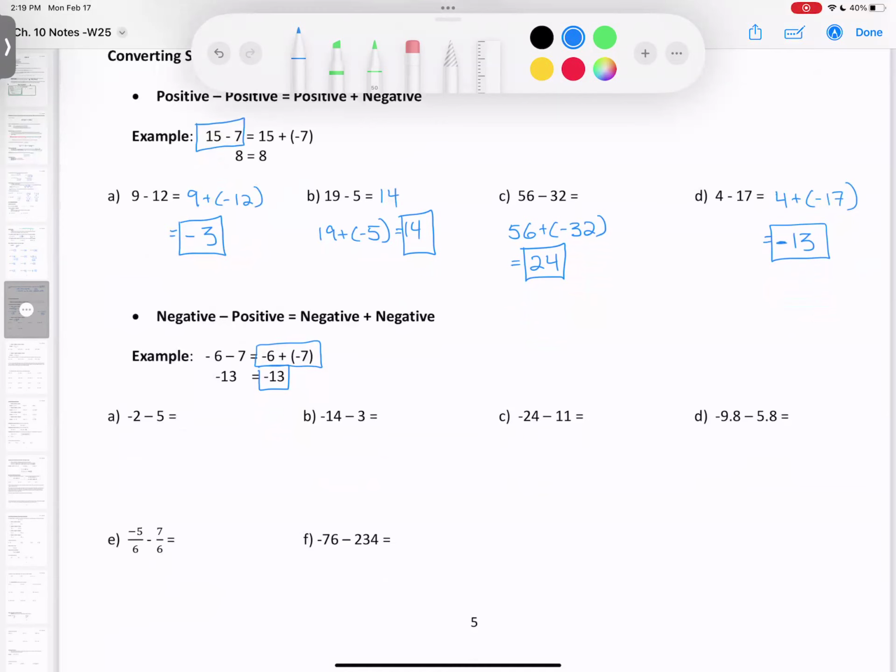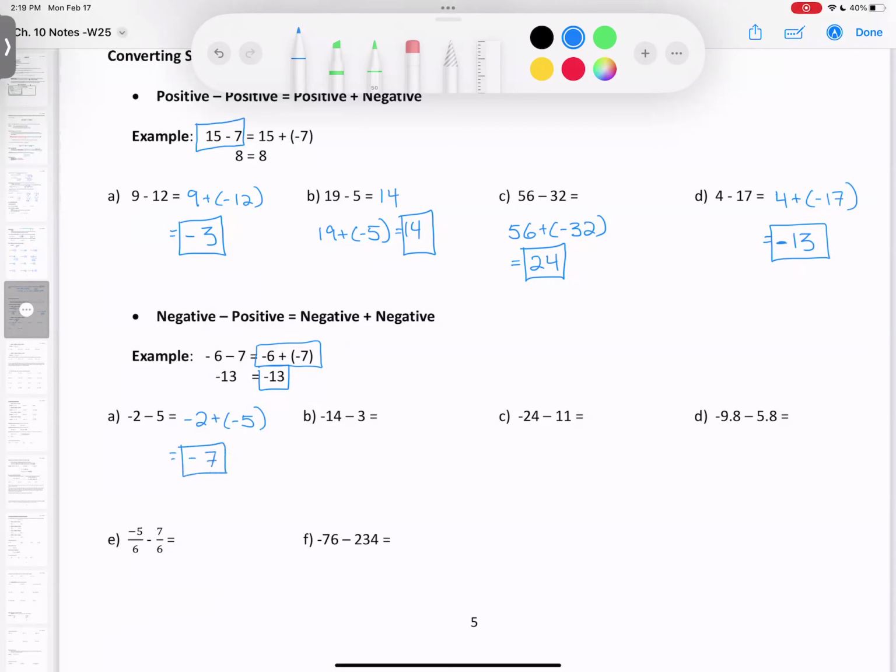Okay, so we've got negative 2 minus 5. So again, optional step. If you want to reframe this as addition, you can. That would be negative 2 plus negative 5. So you owe $2, now you owe 5 more. That means your answer here would be negative 7.